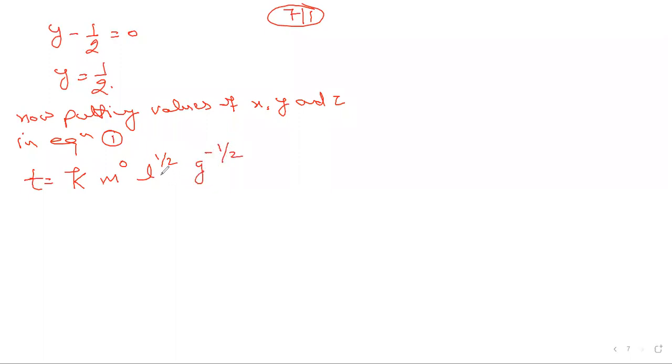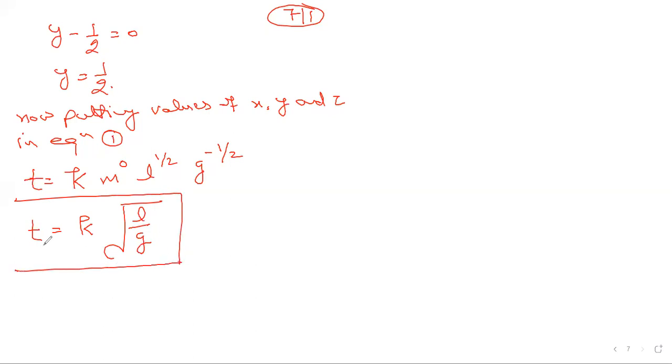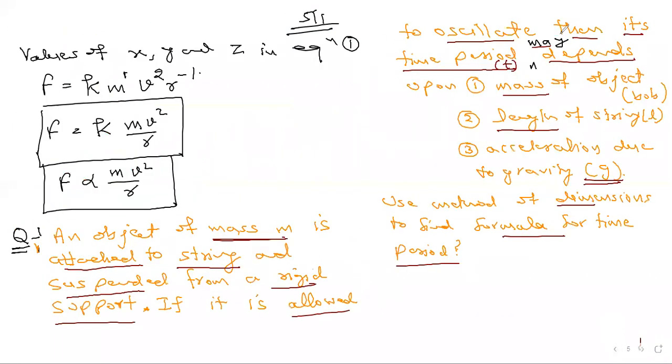Look, the power 1 upon 2 means square root, so T can be taken as k times under root L upon G. M is not there, so this is under root L upon g. You can see that this formula says that the time period does not depend upon mass, and that's why the term "may" was used here. If you find any question in which "may" is written, it is not necessary that the given physical quantity will depend on all the physical quantities.